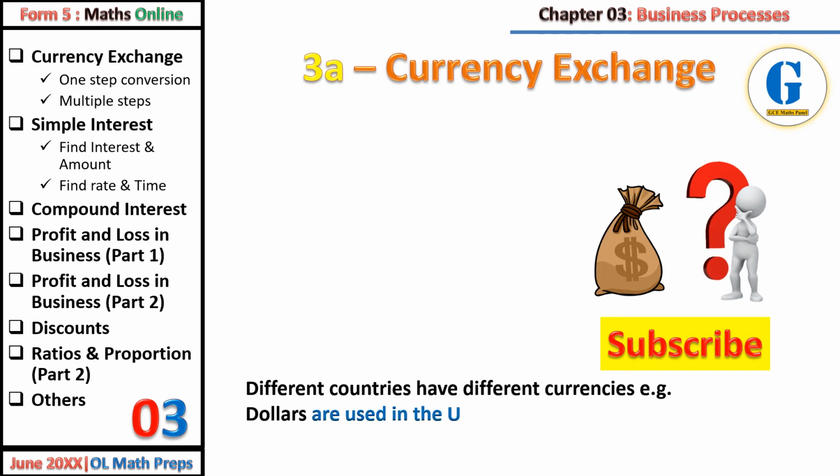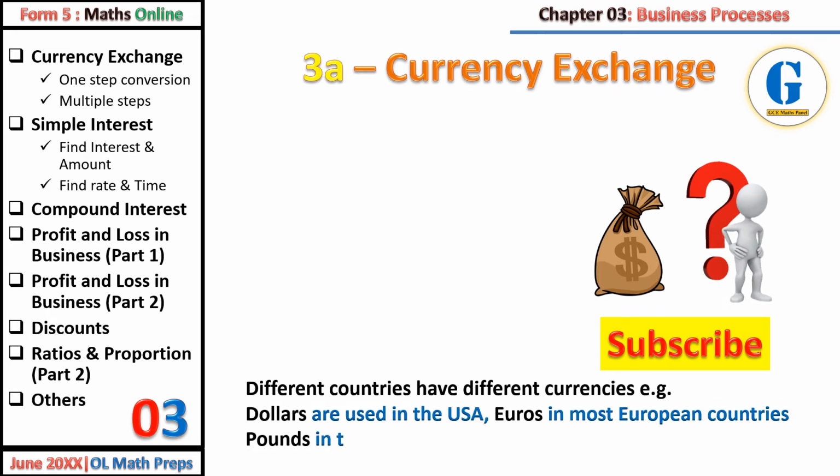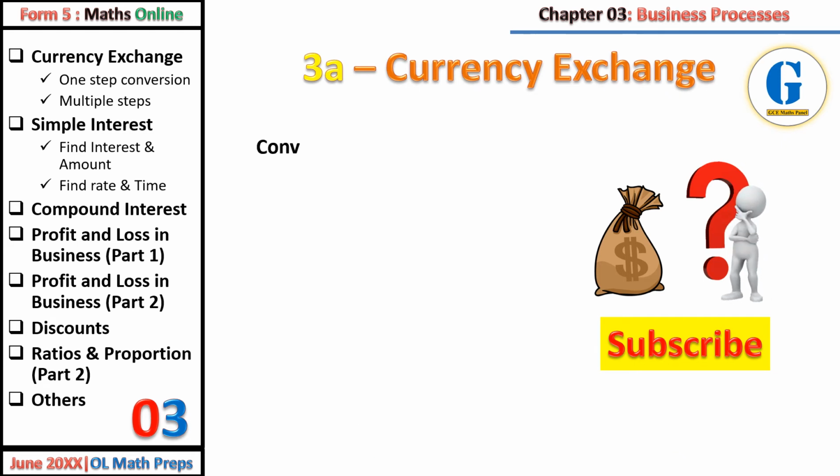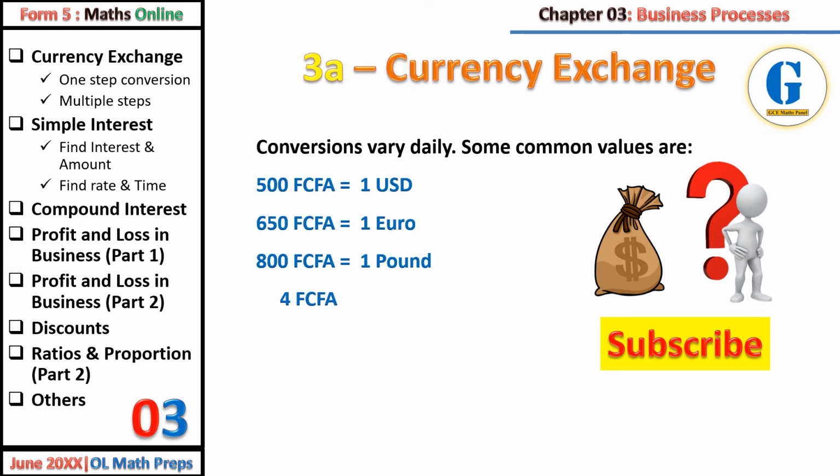Different countries have different currencies. For example, in the United States of America, dollars are used, euros are used in most European countries, and pounds in the UK, as well as naira in Nigeria and franc CFA in Cameroon. Equally, note that conversions vary daily.